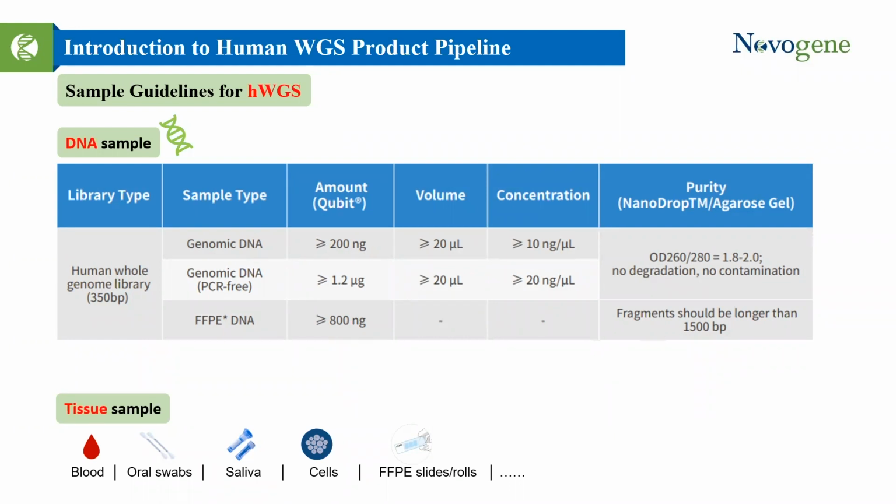Apart from nucleic acid, we also accept tissue samples, including blood, oral swabs, saliva, cells, and FFPE in slices or rolls. If your sample type is not included here, please also contact us and see what we can do.